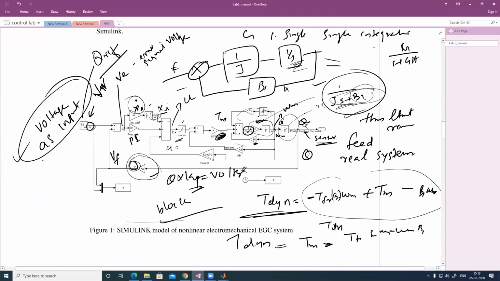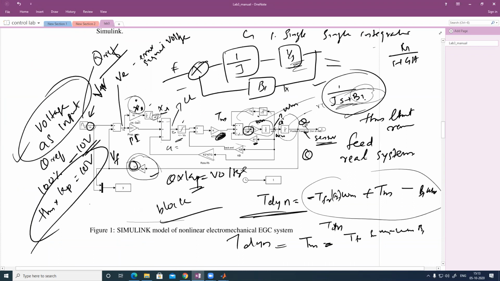So the theta reference for 100% corresponds to 10 volt. That is, theta m limit multiplied by Kp is 10 volt only. Theta m limit multiplied by Kp is the 100% command amplitude we were giving earlier. So here you are giving the command amplitude in terms of voltage. You have to give 10 volt as input, that is, for 100% command amplitude the voltage is 10 volt.